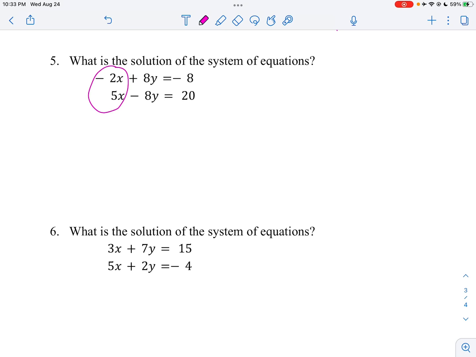So if I look, x, that's not ready to cancel. I've got a -2 and a +5. However, my y's, I have a +8 and a -8, which means that's a 0 pair. They're going to cancel out. So step 1 is already done.